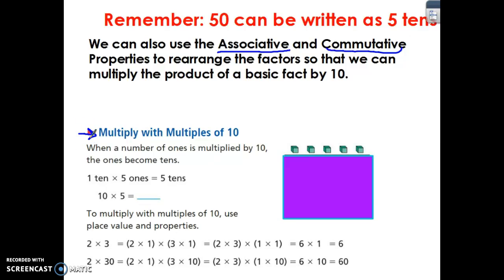So let's look right down here. It says multiply with multiples of 10, and we'll explain that last part. When a number of ones is multiplied by 10, the ones become tens. So 1 ten times 5 ones equals 5 tens. So 10 times 5 is 50.